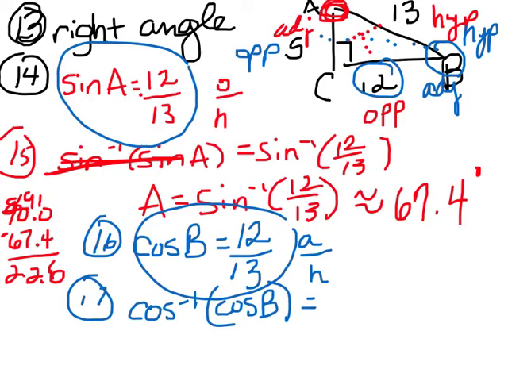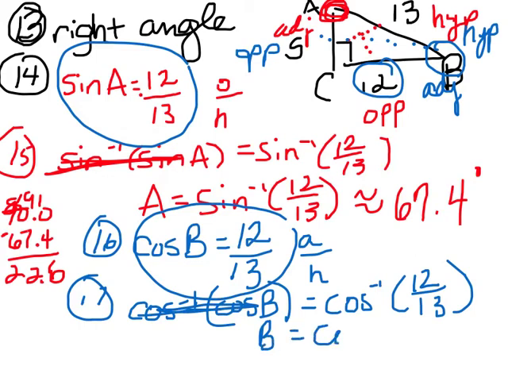The opposite of cosining something is inverse cosining it. But if I do it to one side, I've got to do it to the other, right? So these cancel out, and I get angle B is inverse cosine 12 over 13. So I want you to put that in your calculator.